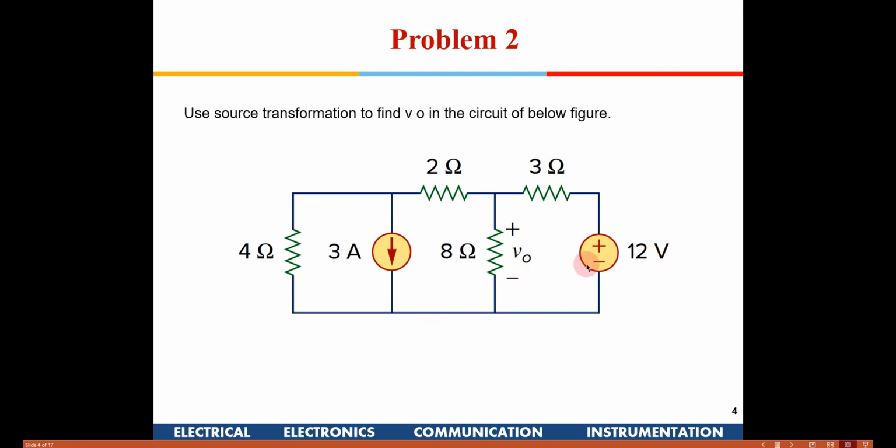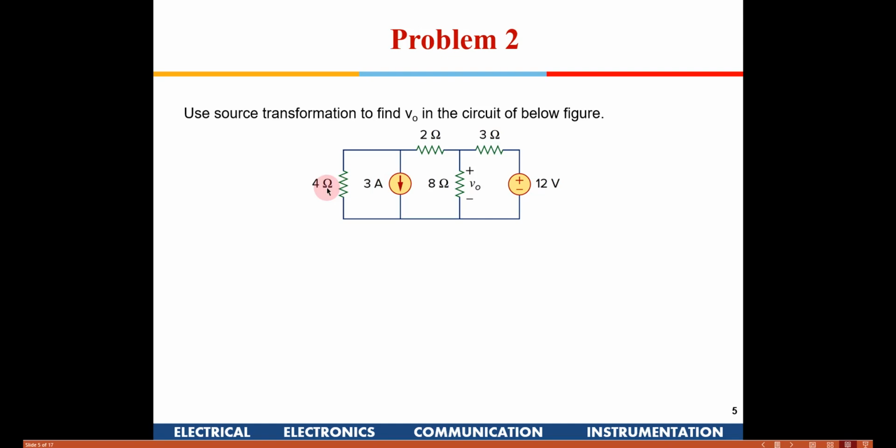Which of the sources would it be better to convert? We can convert this voltage source into a current source, or alternatively we can convert this current source into a voltage source, right? So which would simplify the circuit? Anybody? If you see, if we convert this into a voltage source, you will have a 4 ohm coming in series with the 2 ohms, so they will become 6 ohms. So let's start by converting this 4 ohm, 3 amp current source into a voltage source.